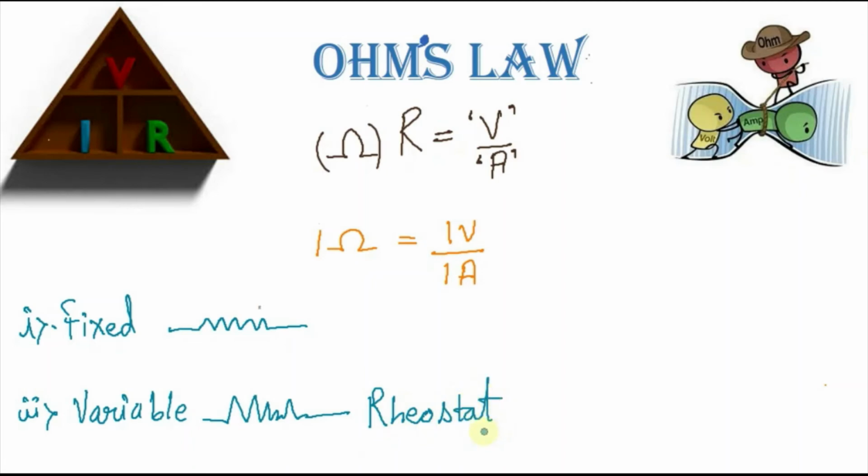Under variable resistance, when we place it into the electric circuit, depending on current, we have to increase or decrease its value accordingly. But current and resistance are inversely proportional. If current increases, then resistance will decrease. And if current decreases, then resistance will increase.